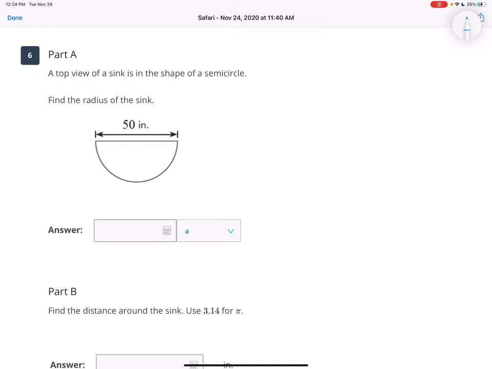All right, guys, let's jump into this last and final review question. It says the top part of a sink is in the shape of a semicircle. Find the radius of the sink.